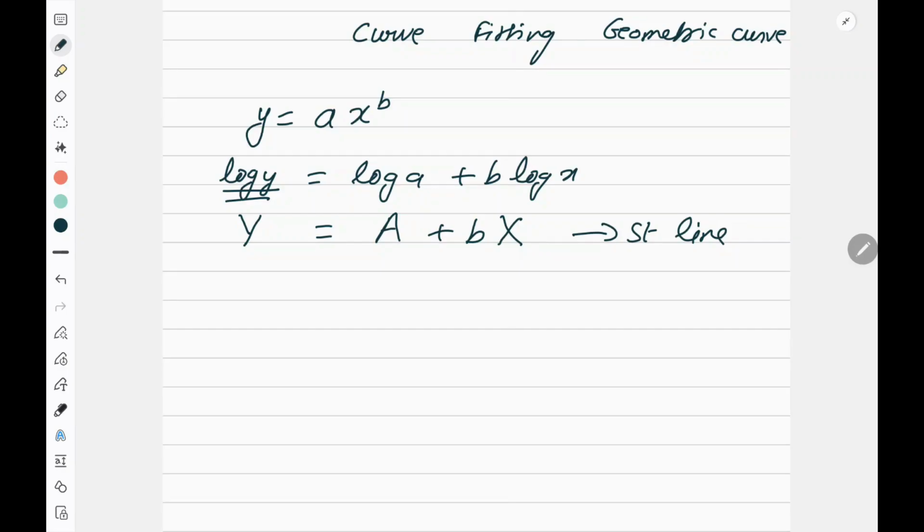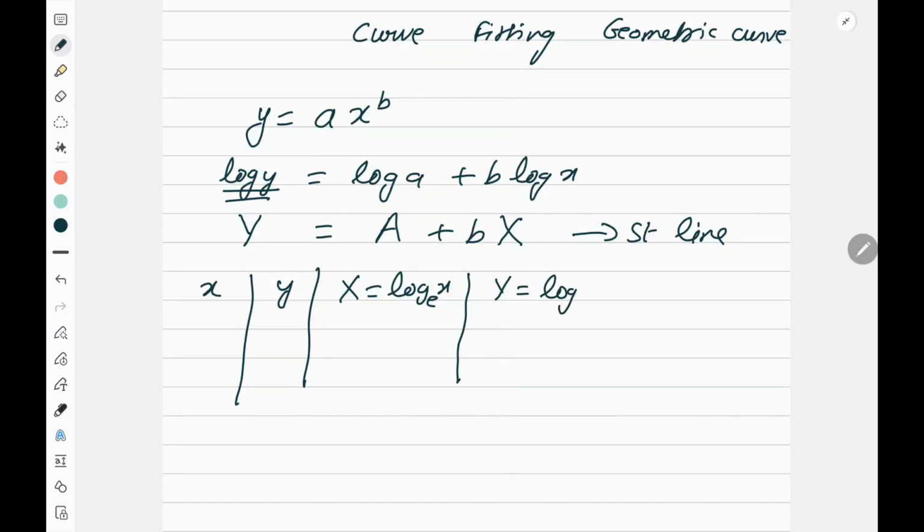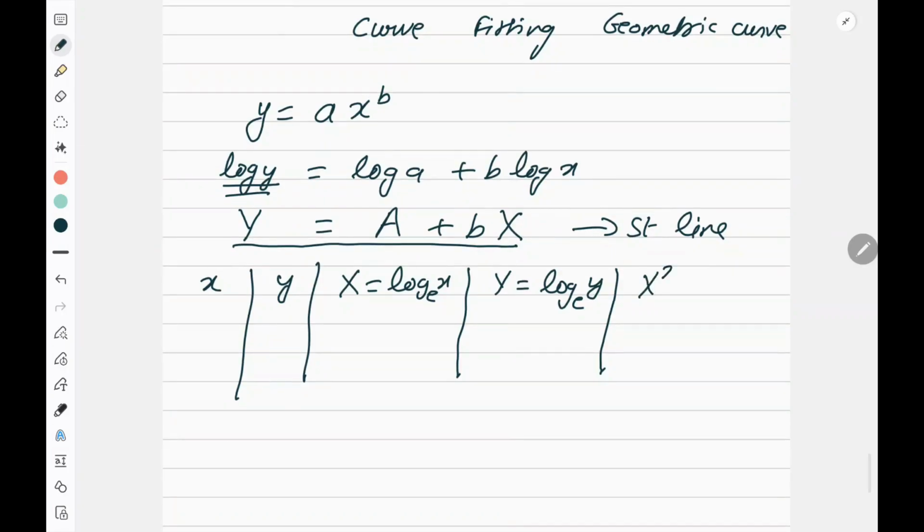Always take care when you are taking a log, it is base e. So in the question they'll give the column of x and y. You have to frame a column of capital X which is equal to log of x with base e, capital Y which is equal to log of y base e, and then when you write the normal equation for this, apart from summation y, summation x, you will have summation x square and you will also have xy.